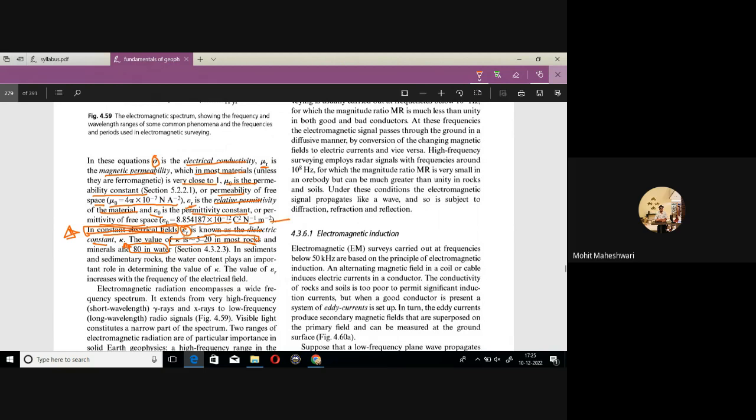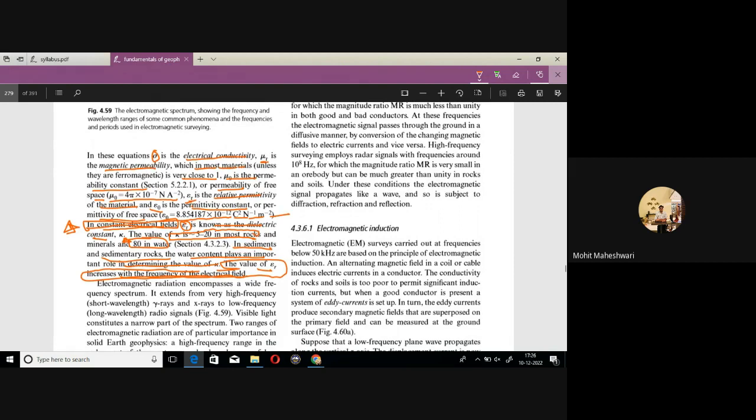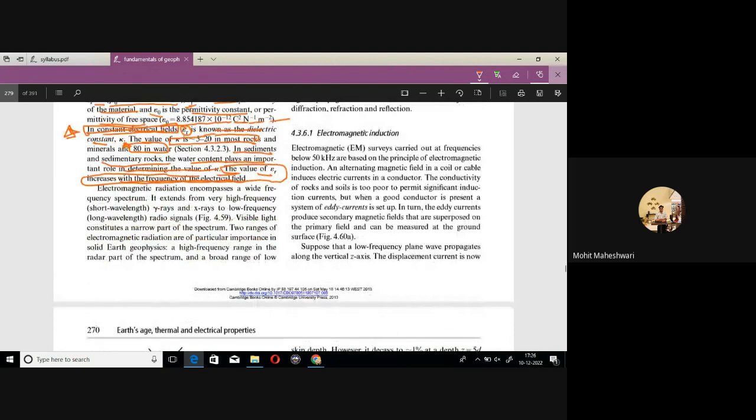This question can be asked in the examination: what is the dielectric constant of water? You will say 80, and this is a unitless quantity. This is also very important. Then it is written that in sediments and sedimentary rocks, the water content plays an important role in determining the value of K. The value of epsilon r increases with the frequency of the electric field. Remember this concept too. So I think this is clear to everyone.